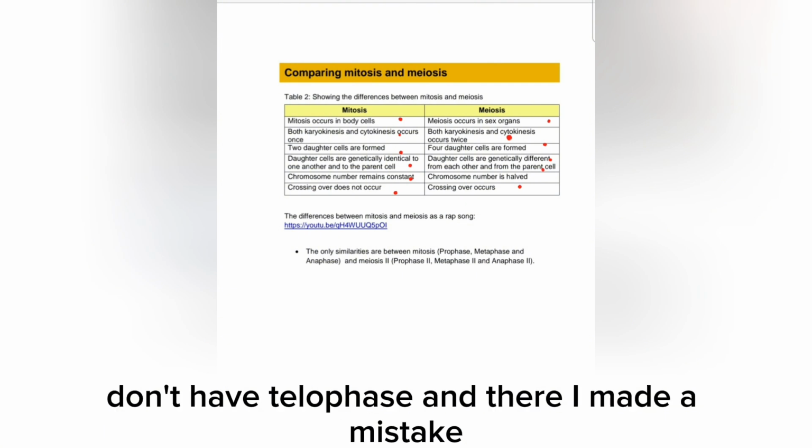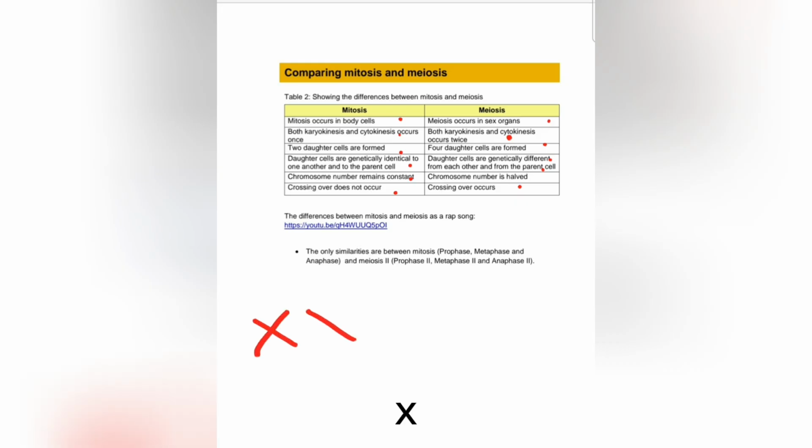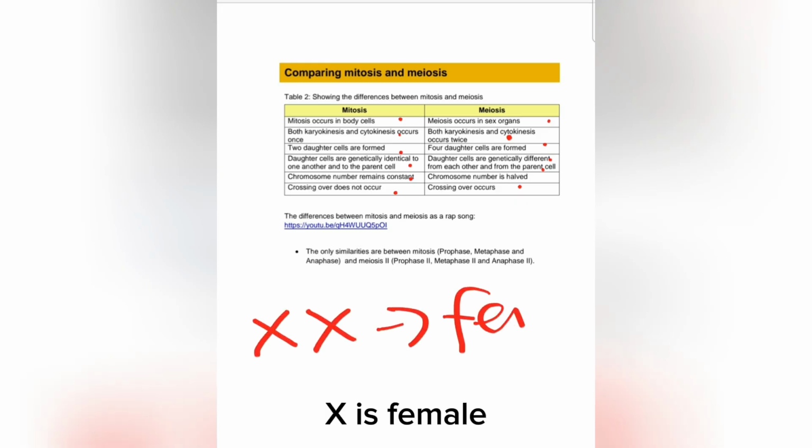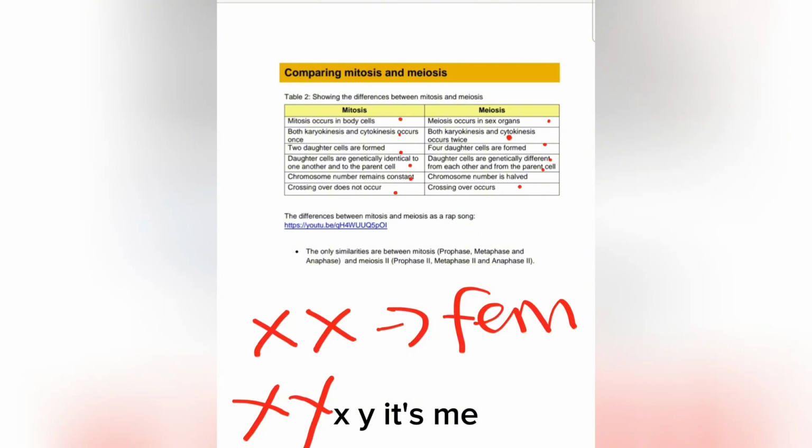Right, and there I made a mistake. So XX is female, XY is male. Right, guys?